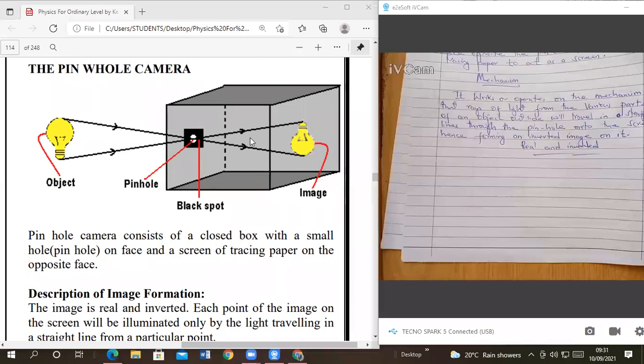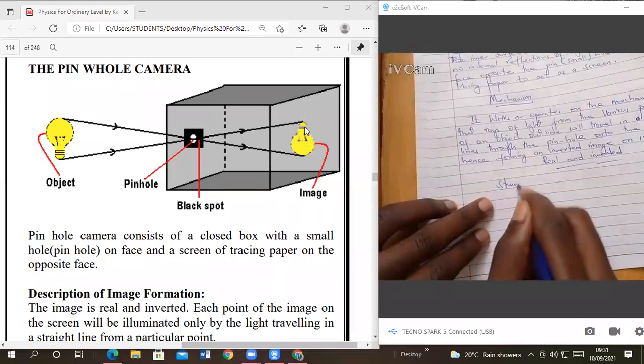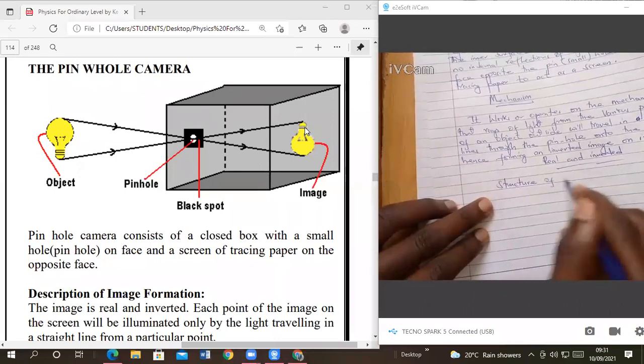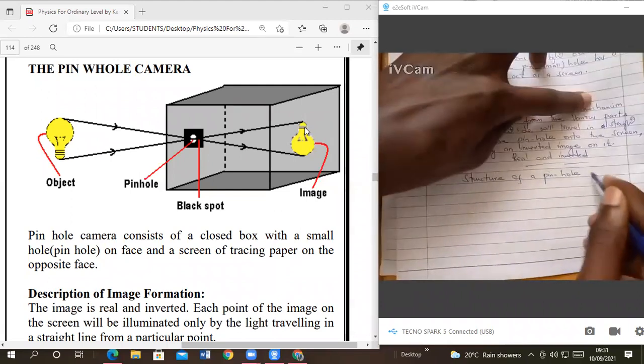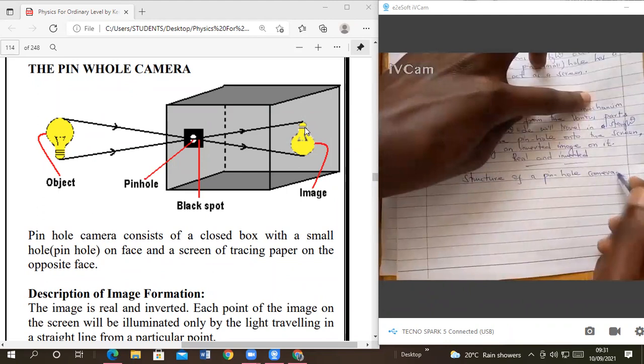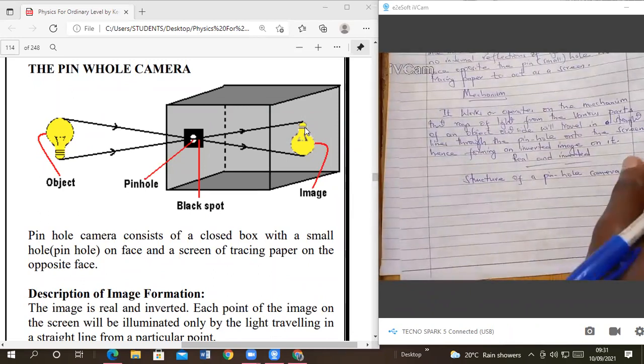Now, members, can you draw the structure? Let's look at the structure of a pinhole camera. Structure of a pinhole camera. Can you draw that for me? Just draw it in your book.